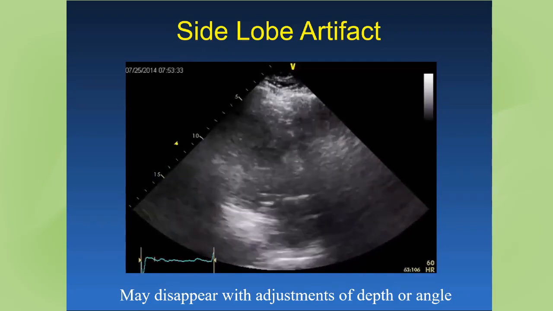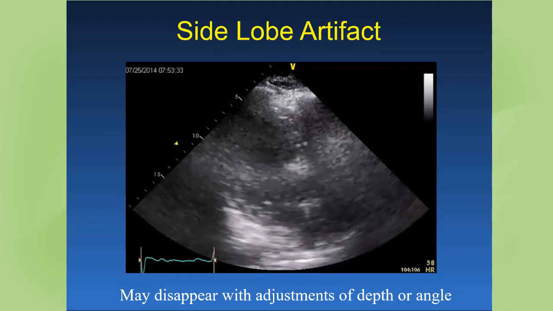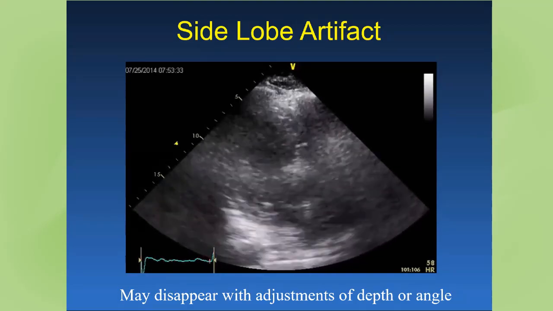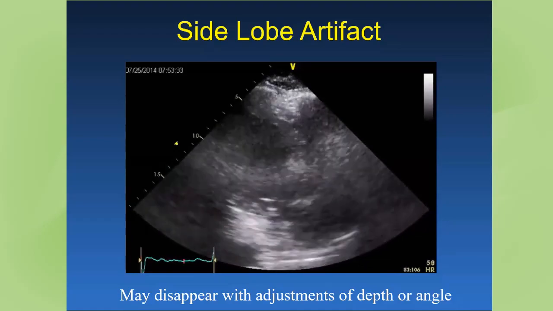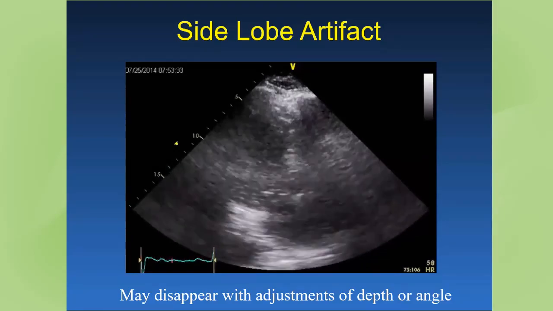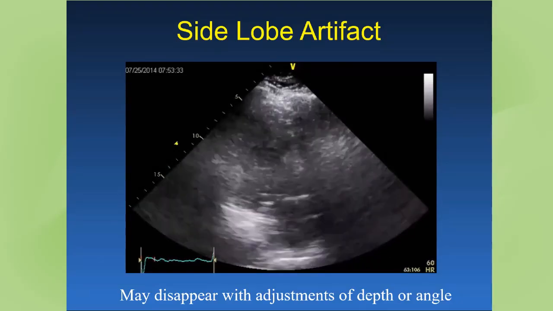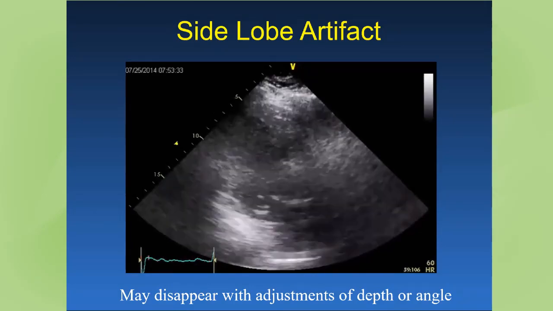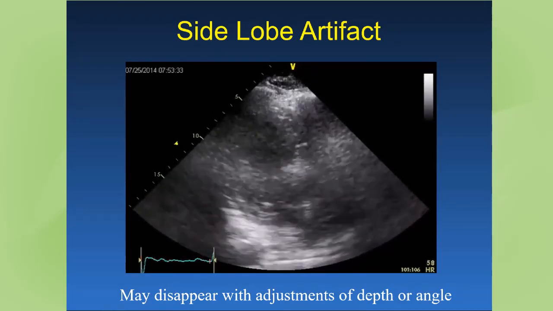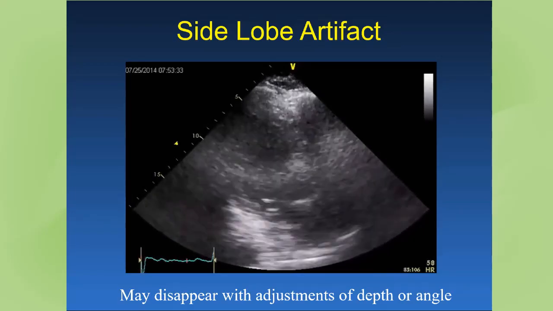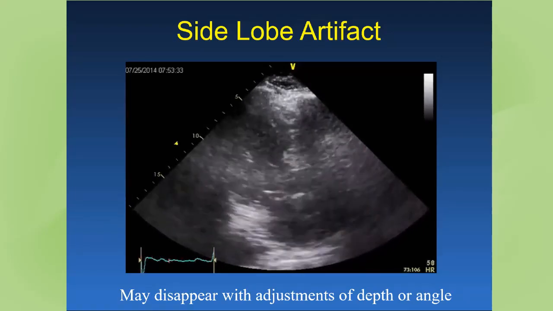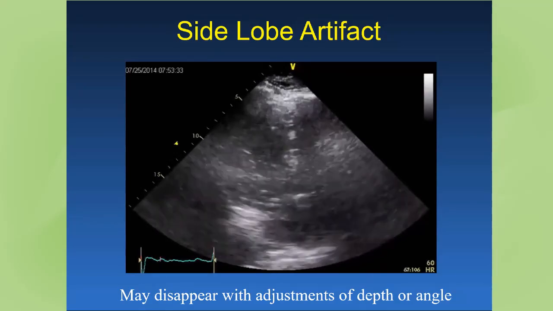Now, this example is probably a range ambiguity artifact as well. It's putting it at the wrong location because of the range ambiguity. So this one may disappear with a change in the angulation. Again, it has to do with the reflector. You're changing the mirror angle or the depth of this clutter artifact or side lobe artifact. So here's sort of a two-in-one artifact.